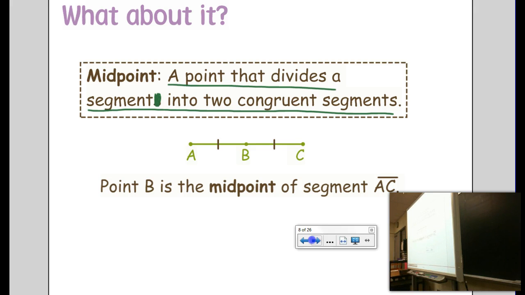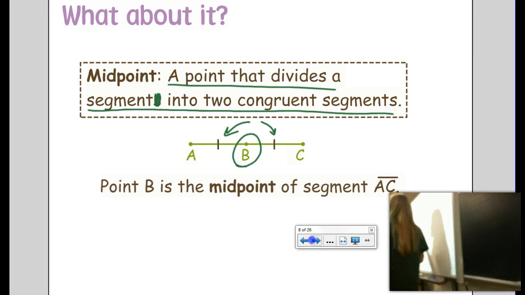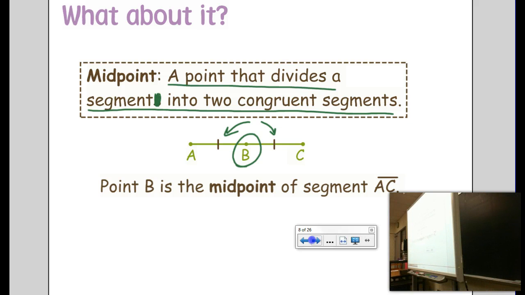What's on your picture there? What are these things right here? Those are tick marks. Well, wait, Jacob, the midpoint is B. Do you agree that the midpoint is B? These are little markings that show us that B really is right smack in the middle. Those tick marks tell us, yep, B really is in the middle.